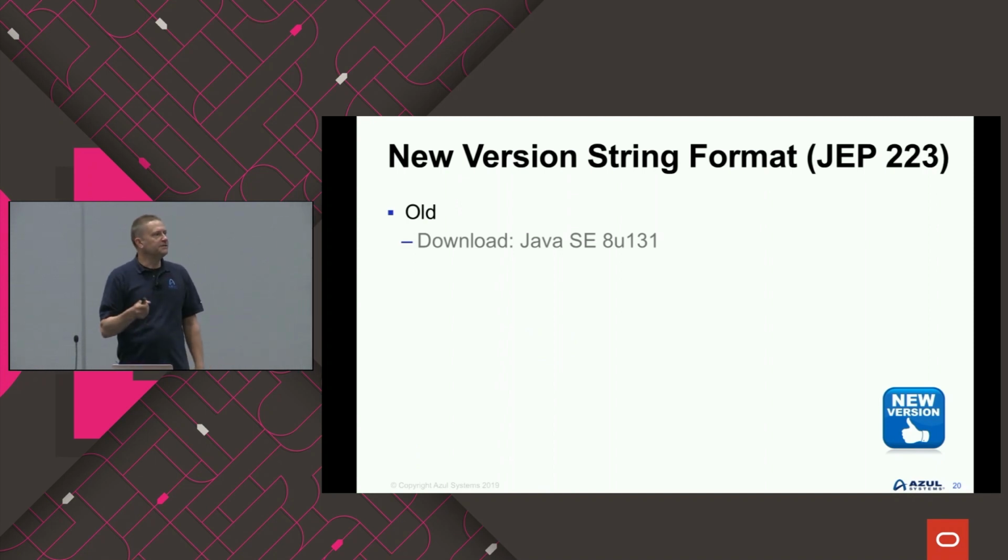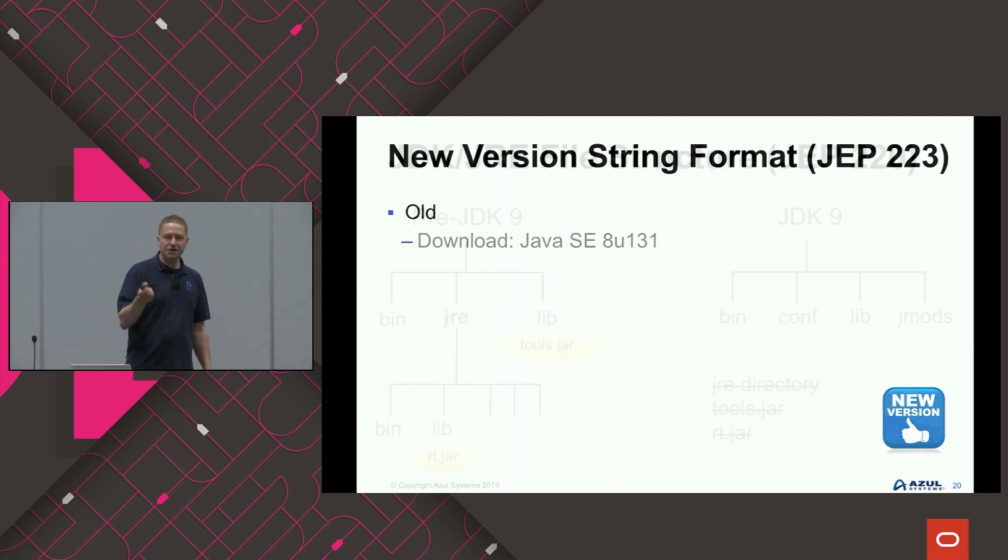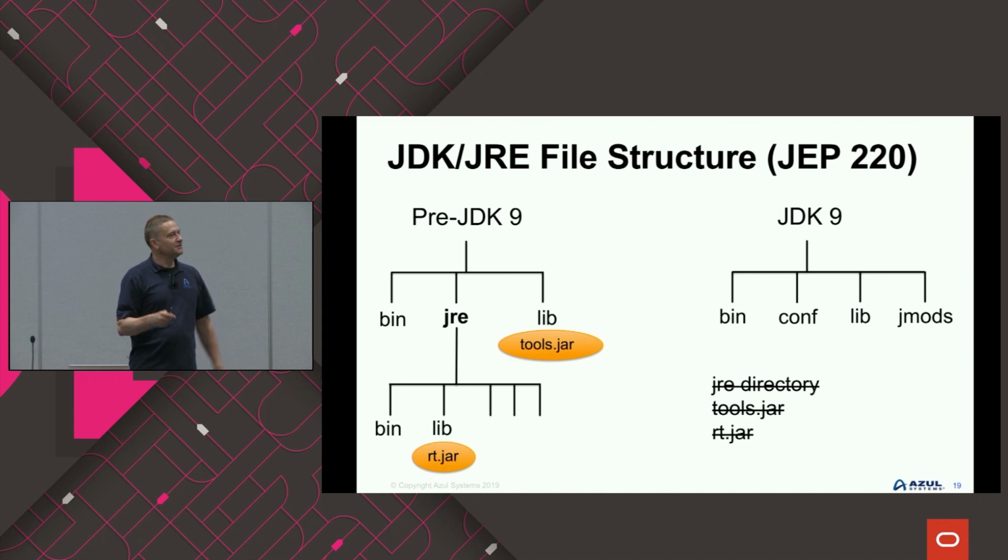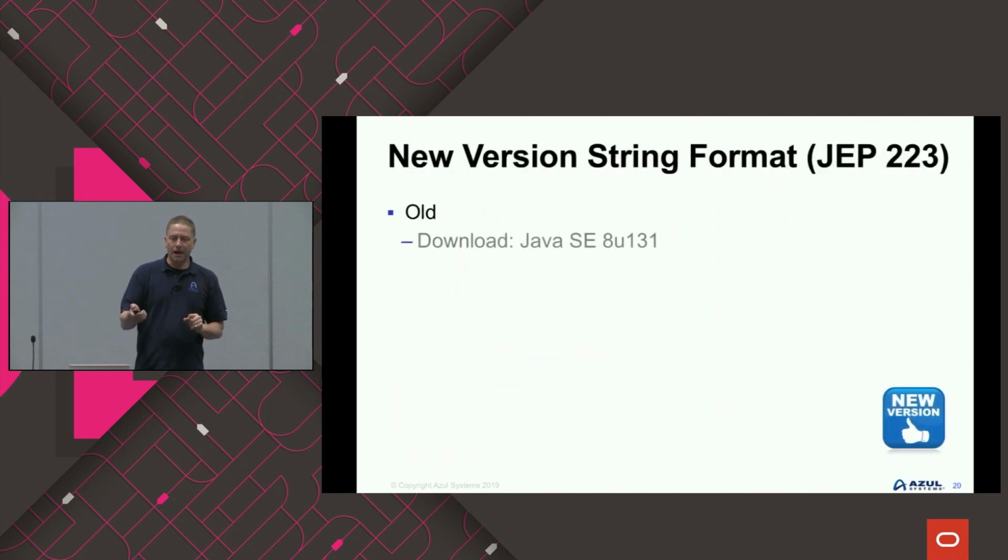Version string format. The JMod contains the modules. So lib contains any native code, so DLLs or dynamic libraries and stuff like that, so the platform-specific code. And the JMods is a new directory which contains the modules, which are packaged not as jar files, but as JMod files. So there's a little bit of a subtle distinction there.